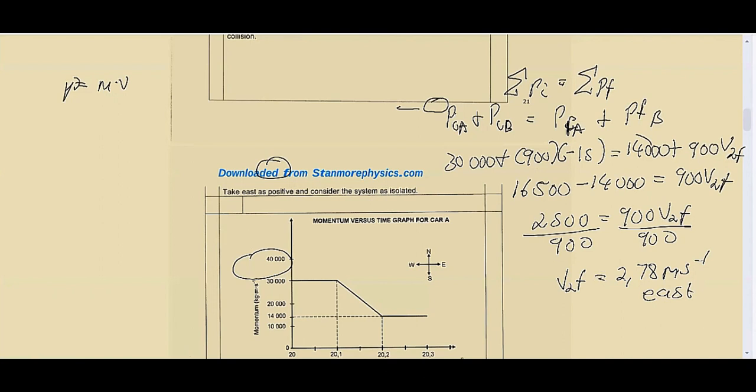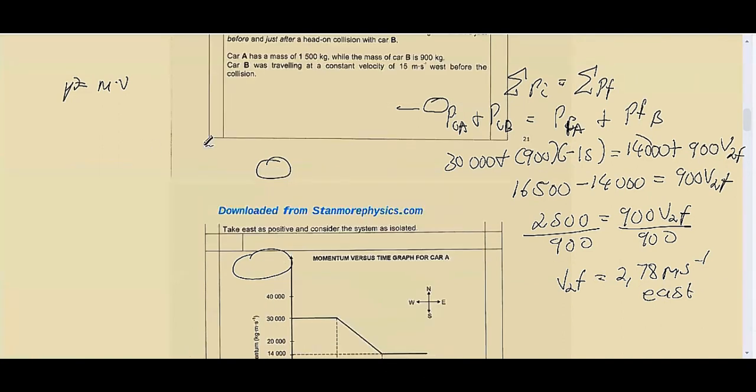Now, what is this telling you? Car B was moving west at a velocity of 15 meters per second west. It collides with car A, and then now it's moving at 2.78 meters per second east. So that means this is a case where car B rebounds after colliding with car A, and then now it moves in the opposite direction at a lower speed, right? So we can see that.